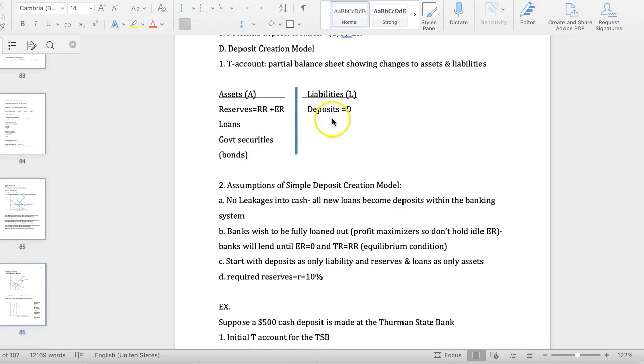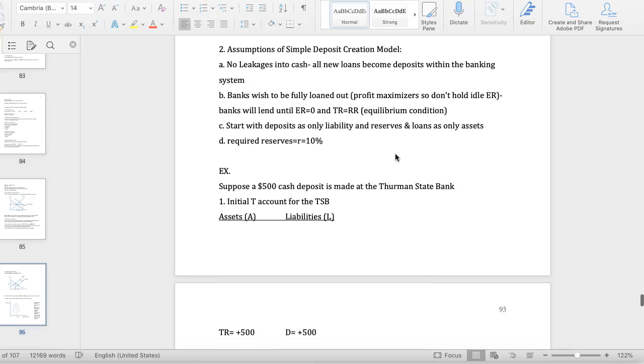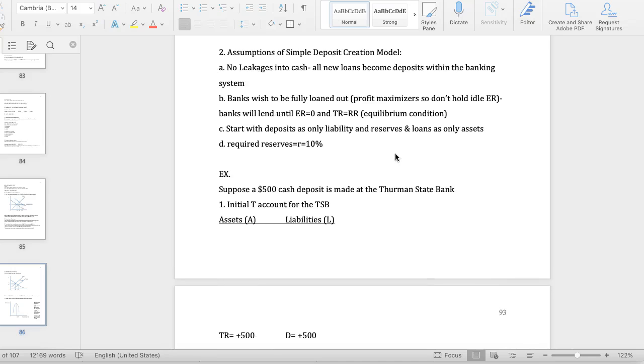Liabilities are deposits, and the reason that that's a liability is because the bank does not own the deposits. The depositors, you and me, we own those deposits. So assets and liabilities. So first, some assumptions. Remember, in economics, when we build models, it is a simplified version of reality, and we make some assumptions, ceteris paribus, all other things remaining equal, so that we can prove a point.